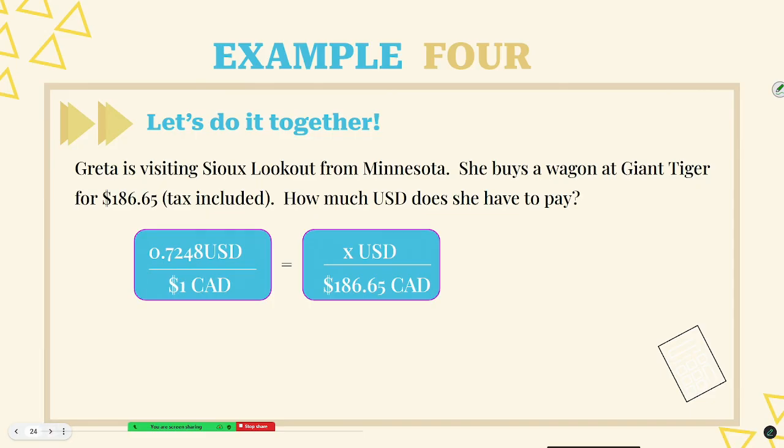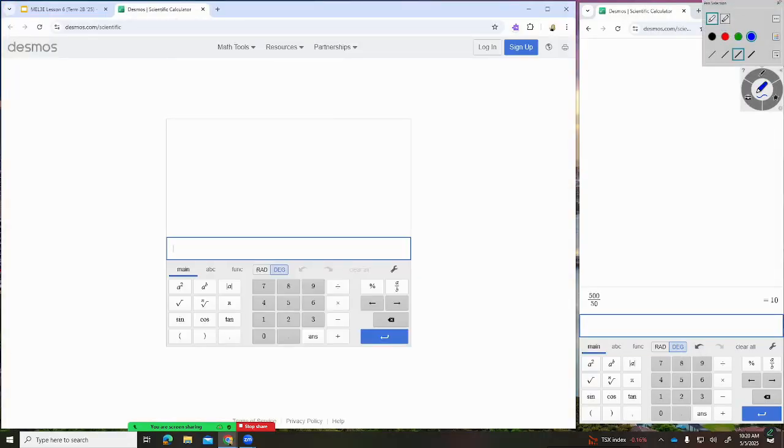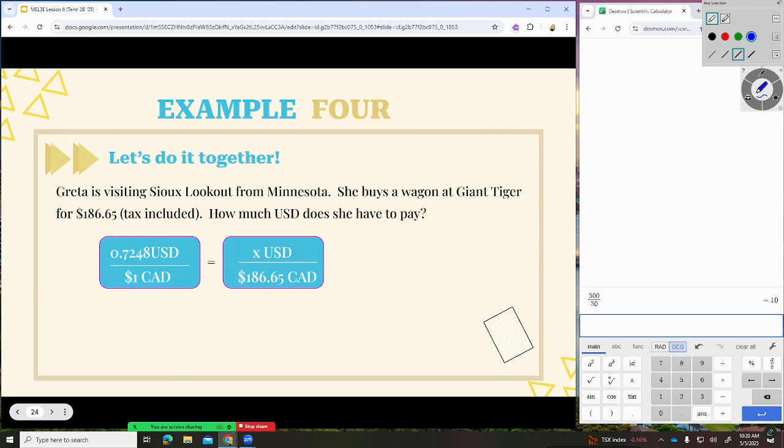Here is our first example. We have Greta. Greta is visiting Sioux Lookout from Minnesota. She wants to buy a wagon at Giant Tiger here in Sioux Lookout for $186.65. Now that's with tax, so we're not going to worry about all the tax that we learned in lesson 4, but it's $186.65 Canadian. If this is how much the Canadian wagon is at our Canadian Giant Tiger for Canadian dollars, how much will Greta have to pay if she's using American money? If she's using American dollars, what does she have to pay?